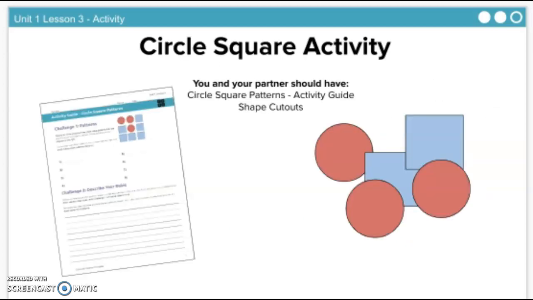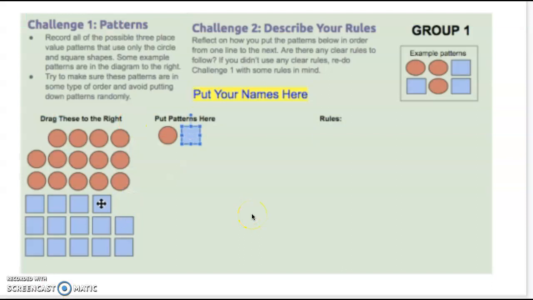All right, so because this is virtual, again, in the real world, I'd be handing you little circles and little squares, and you'd be working this out with these manipulatives on a desk with a partner, but we can't do that. So instead, I'm going to share with you this interactive slide. So as you can see in this interactive slide, I'm just going to read through the instructions. You're going to record all the possible 3 place value patterns that use the circle and square shapes.